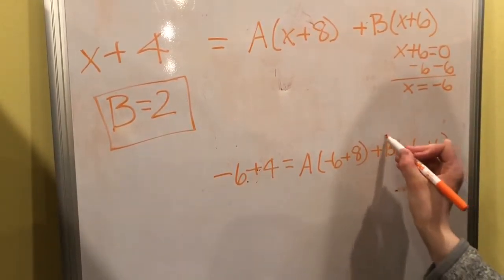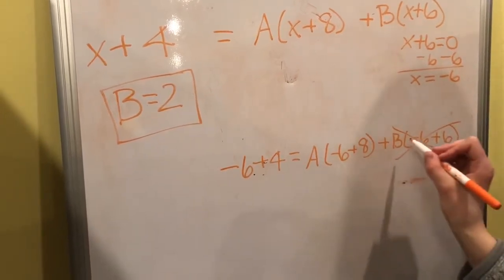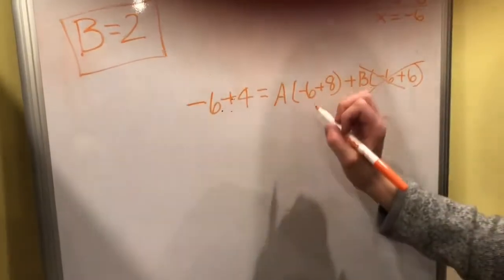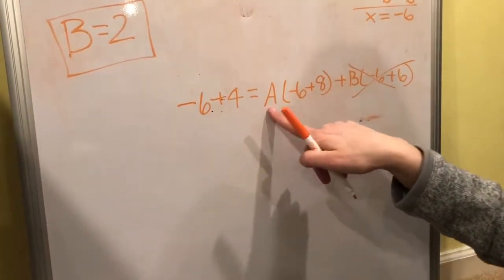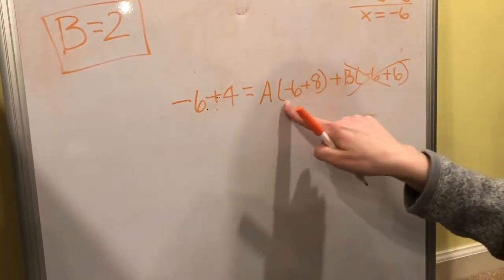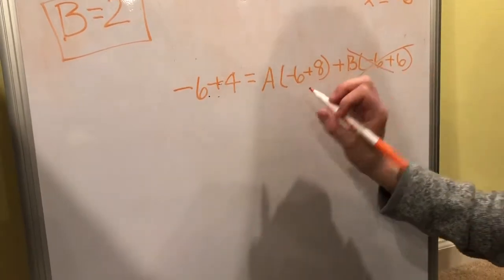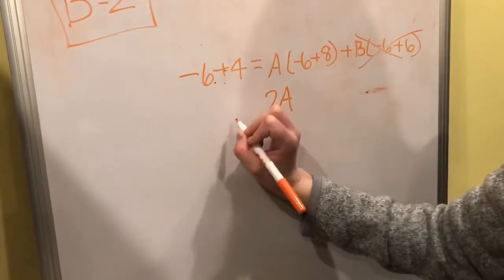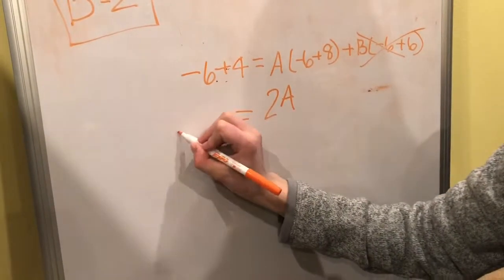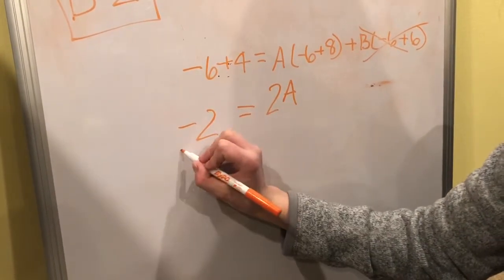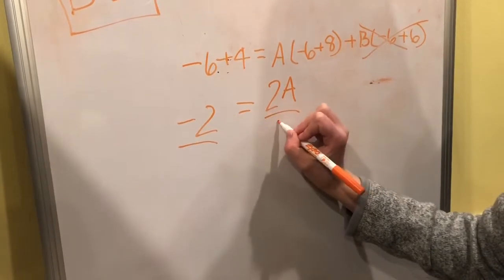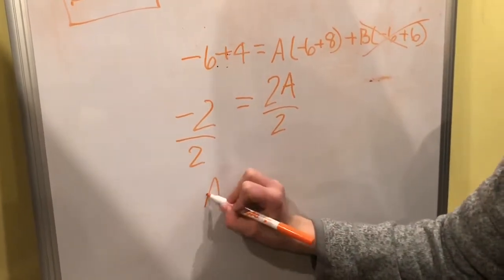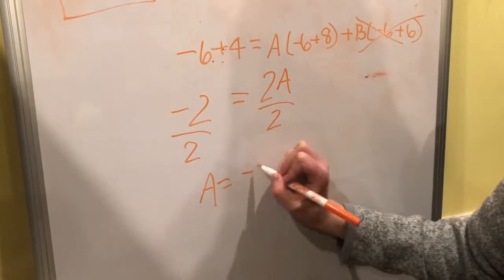So first you cancel this one out because B times 0 equals 0. Then you make this right here into A times 2, or 2A, which equals negative 2. Then you divide each side by 2, so A equals negative 1.